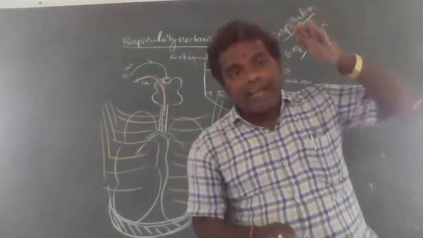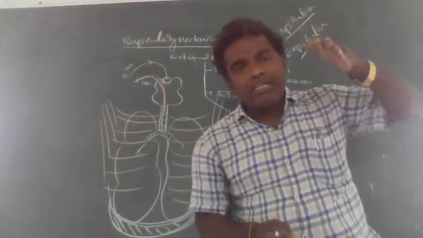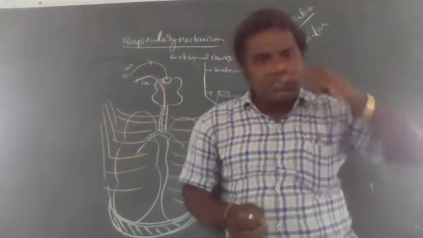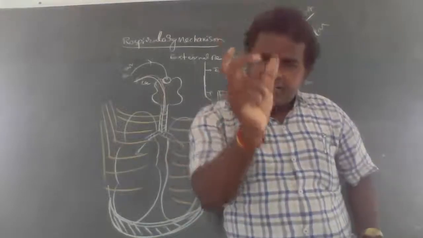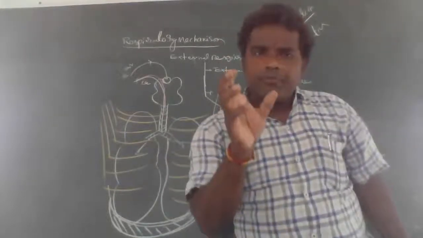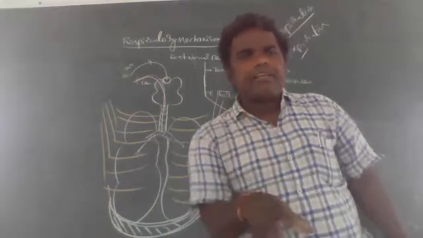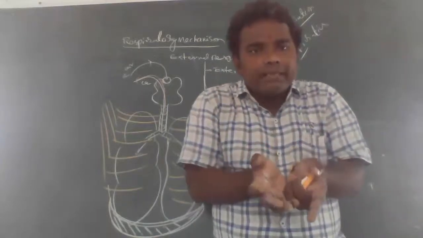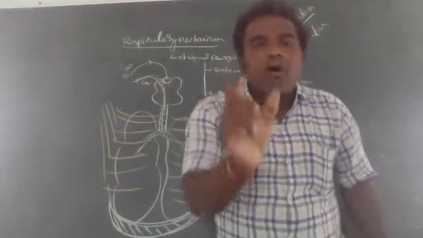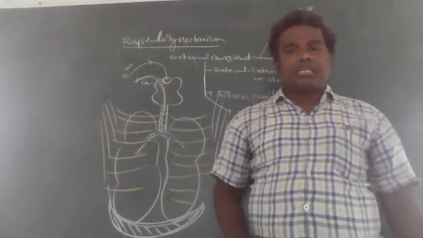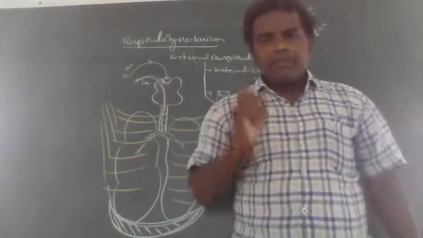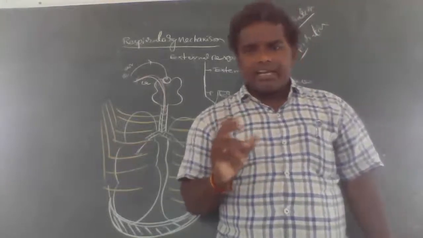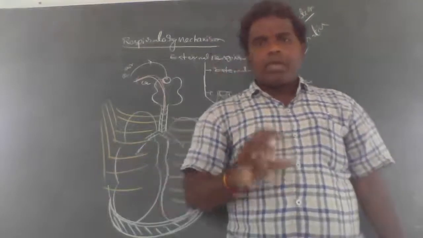So the environmental air, high pressure of O2, enters the nostrils, nasal cavity, pharynx, larynx, trachea, primary, secondary, tertiary bronchi, and alveoli. This is called inspiration. Understood, Bushra? So what is the inspiration mechanism, Bushra?